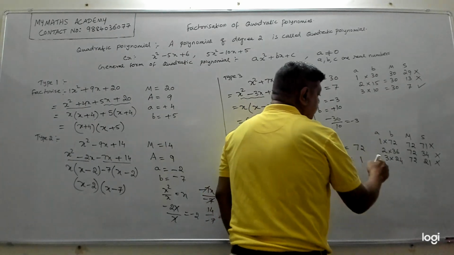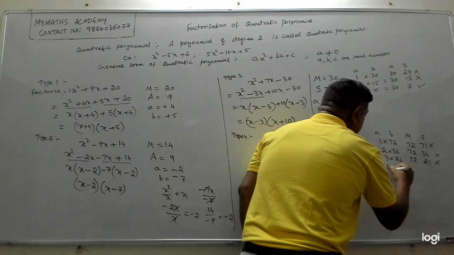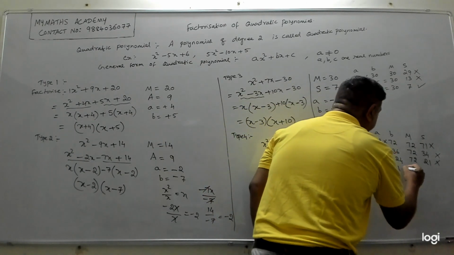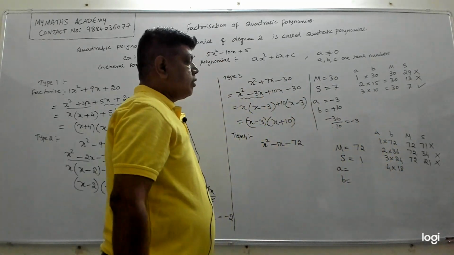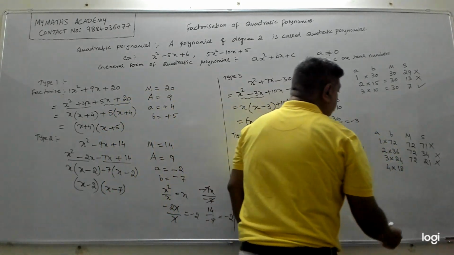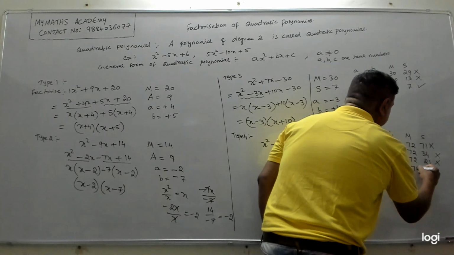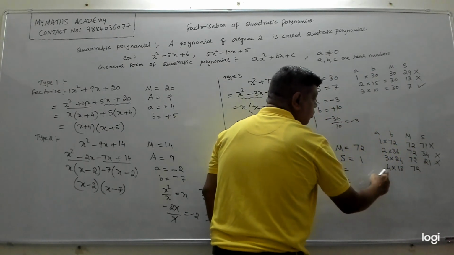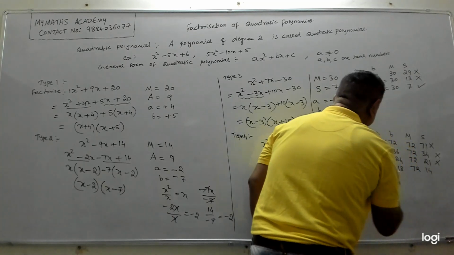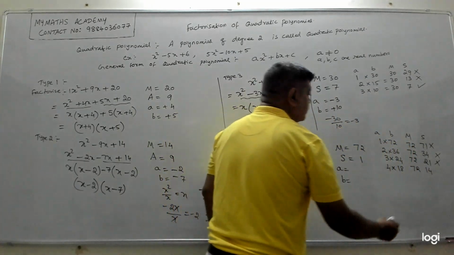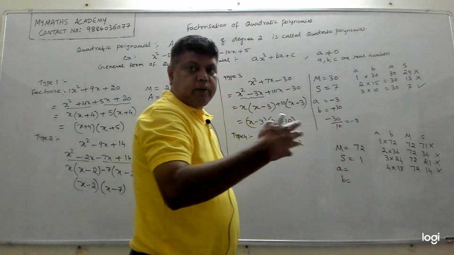How can we write 72 as a product? We can write this as 4 into 18. 18 4s are 72. So then this will become 72. Now subtract. 18 minus 4 is 14. But we need 1. So this also fails. So we should keep on doing like that.